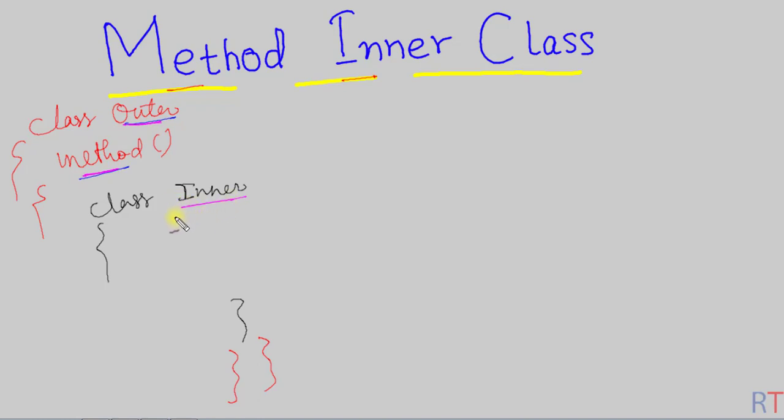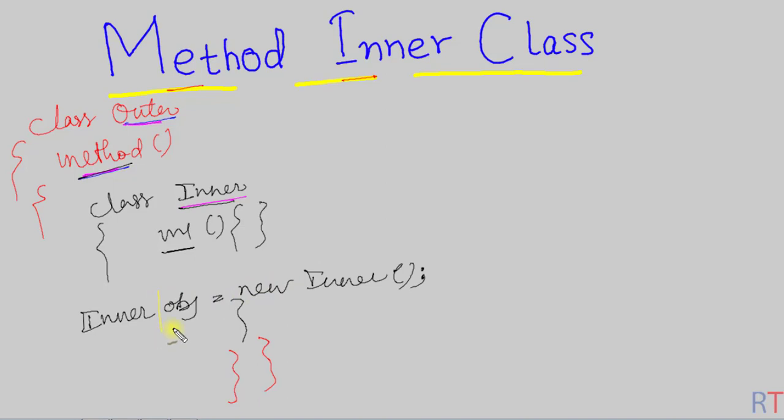own method. Like we can create one method m1, and to invoke that method we have to create object of the inner class. So inside of that outer method we have to create object of the inner class. So I'm gonna write inner obj equal new inner, and then we can use that object and invoke inner class methods. Like we can write obj.m1 and we can invoke the inner class method.